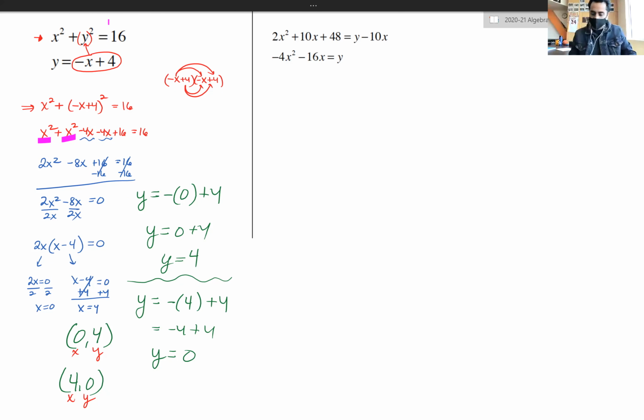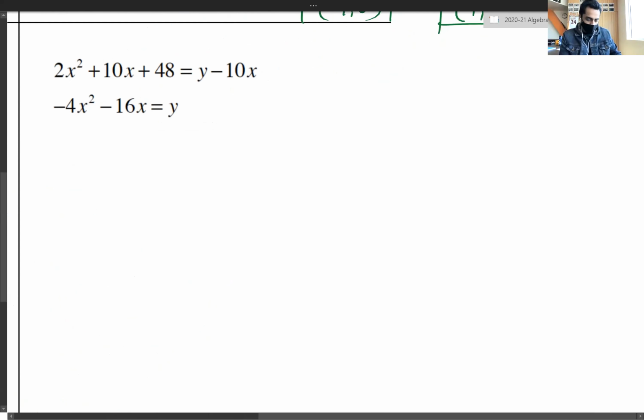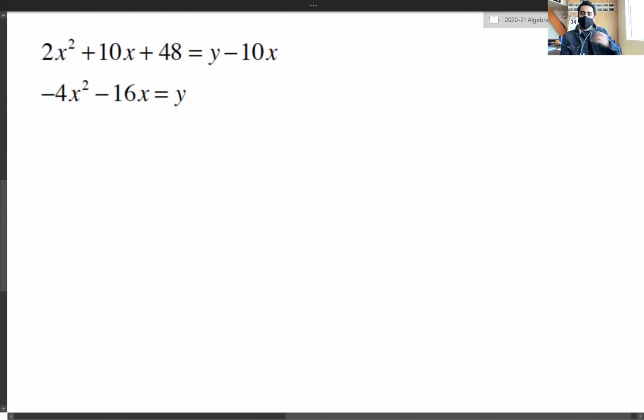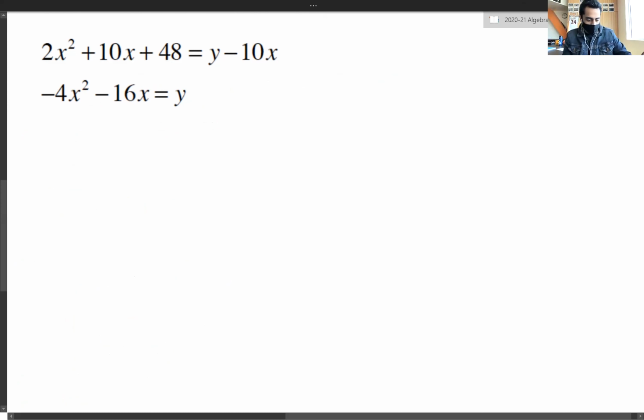All right, last one, number 4. Let's go ahead and work on this one. Okay, so again, we're working with substitution. If you have a variable that's already isolated, that's the one you want to start working with. So I have these two functions, these two equations.